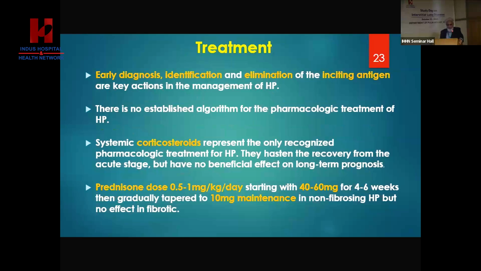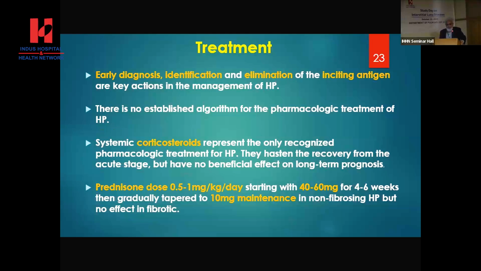Early diagnosis, identification, and elimination of the inciting antigen is extremely important. We often see that treatment is started and the results are not right. But when you inquire, you reach the conclusion that the incriminating agent, the inciting agent, has not been removed for various social reasons. It is important to make them realize that despite the social limitations, this has to be done.